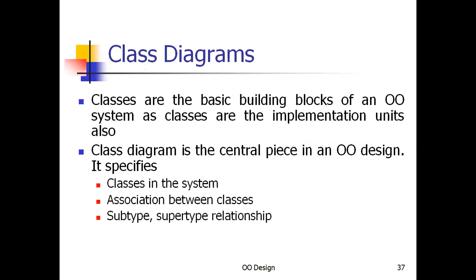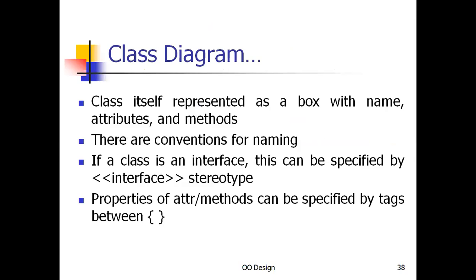Classes are the basic building block of object-oriented analysis. Classes are implementation units also. The class diagram is a central piece in object-oriented analysis. It specifies the classes in the system, what kind of association there is between the classes, and subtype relationships. A class itself is represented as a box with a name, attributes as well as methods.